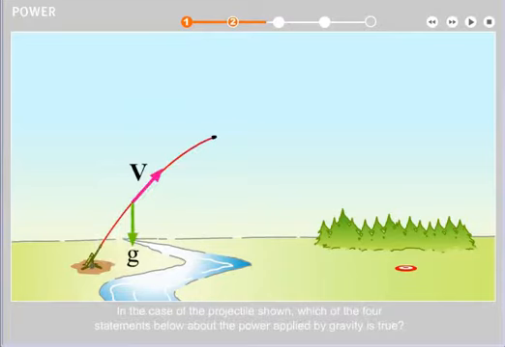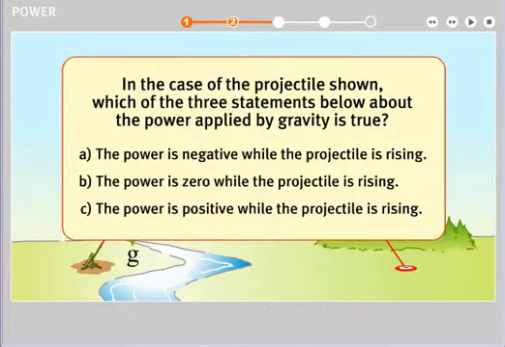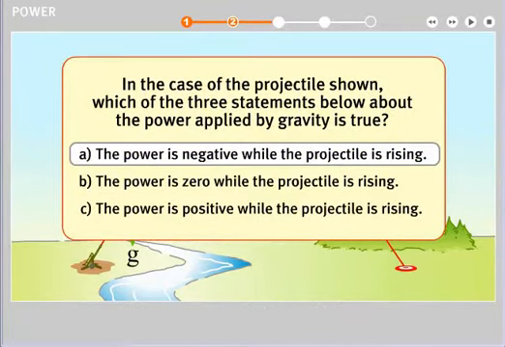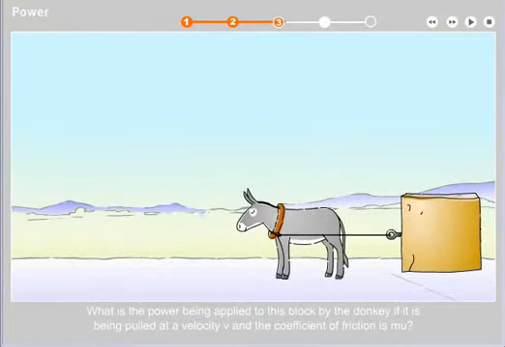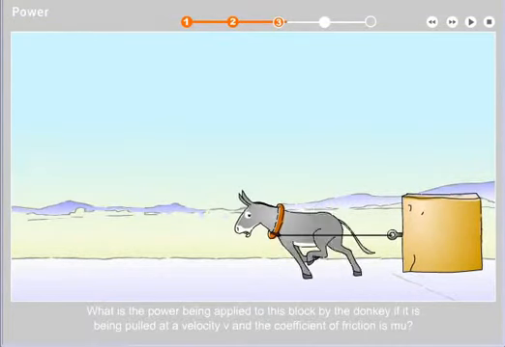In the case of the projectile shown, which of the four statements below about the power applied by gravity is true? Correct.